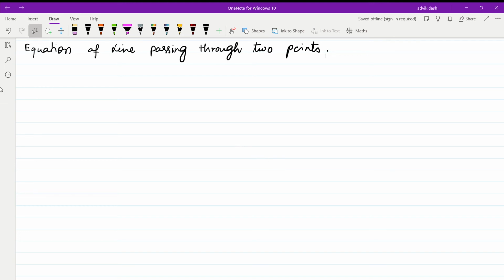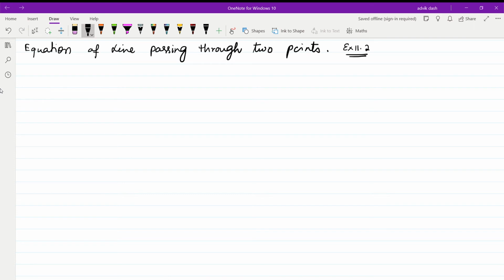Good morning. Today we will be seeing the equation of a line passing through 2 points. This is for exercise 11.2, equation of the line. The first part I have given in the video just before this, and this is the second part.